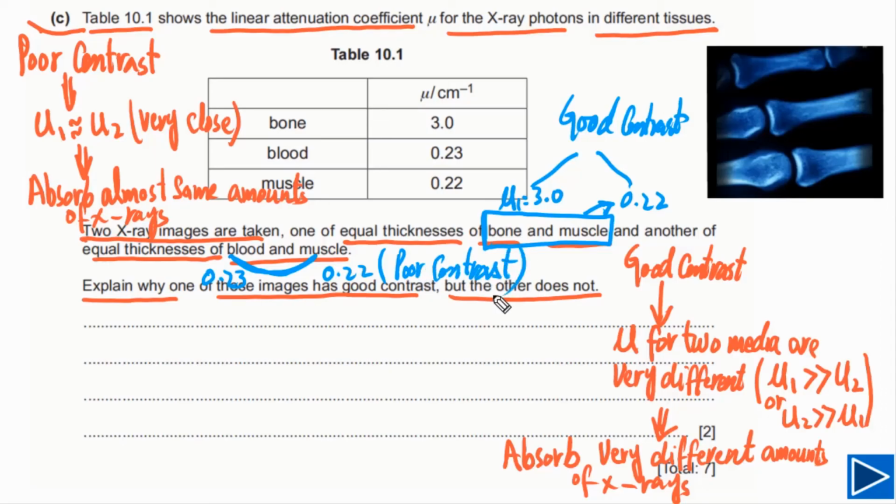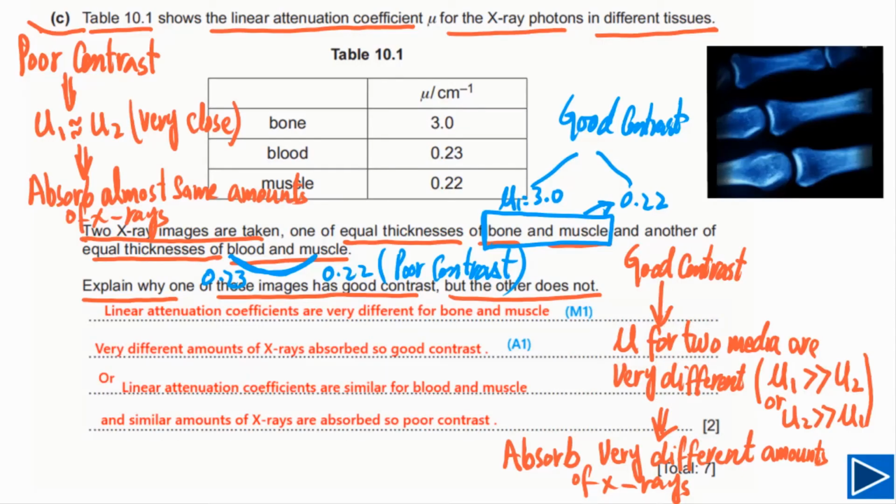So that's all we need to understand to answer this question. These are the concepts you need to answer this question. Now let me show you how you can write down a good answer. This is how you can write down the answer for this question.